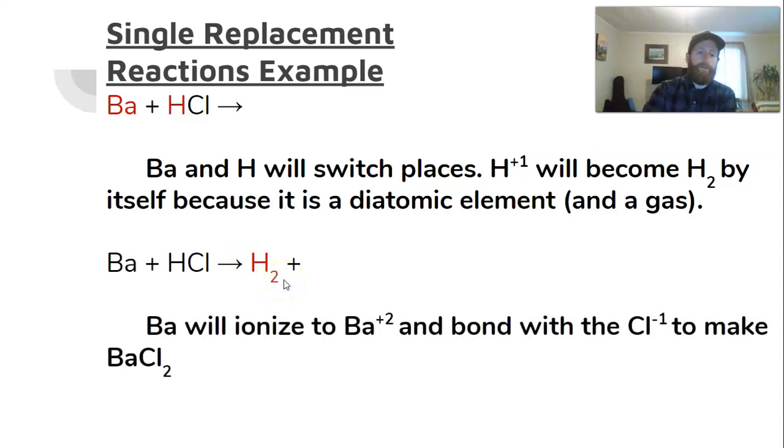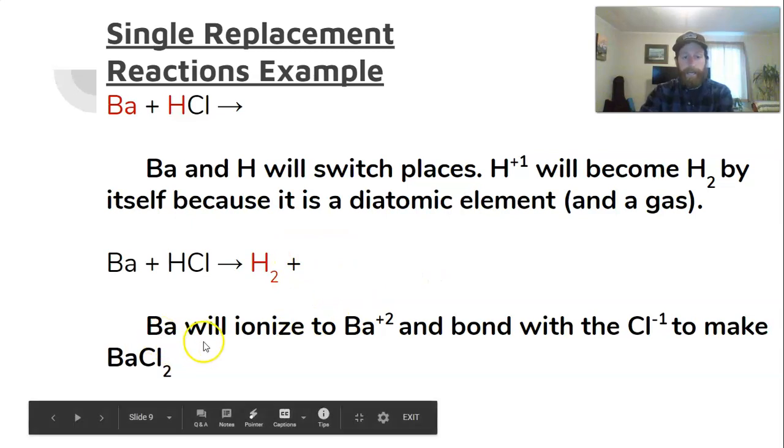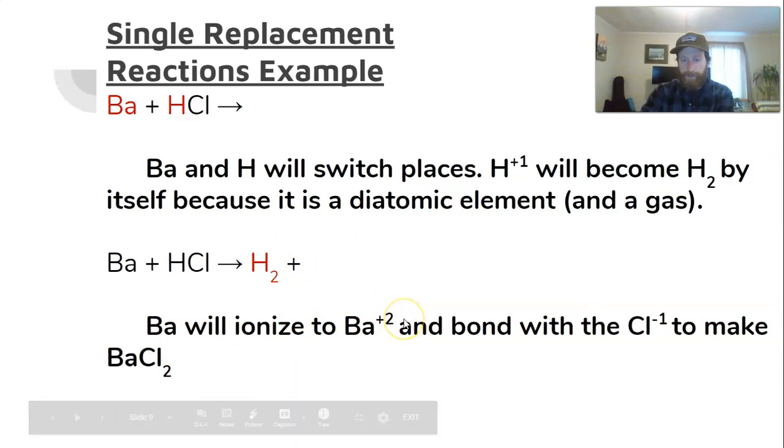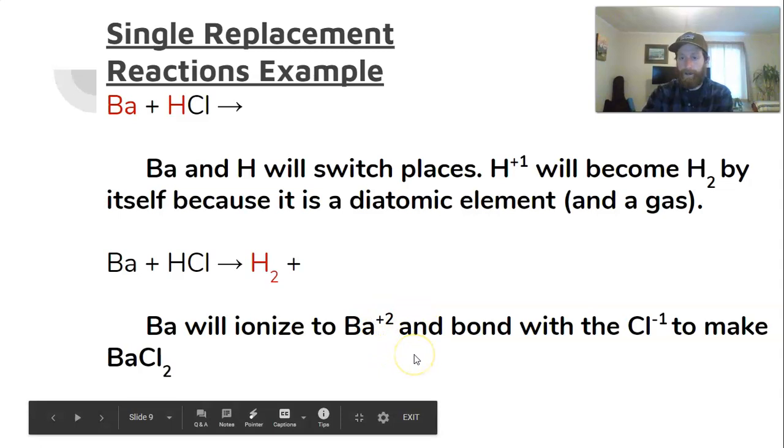And then I asked myself, what's the compound going to be that forms? And Ba will ionize to Ba plus 2 because it's in the second column of the periodic table. And it will bond with the chlorine with a -1 charge to make BaCl2.